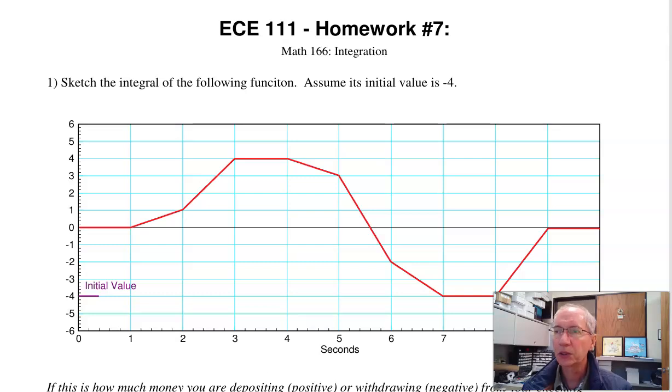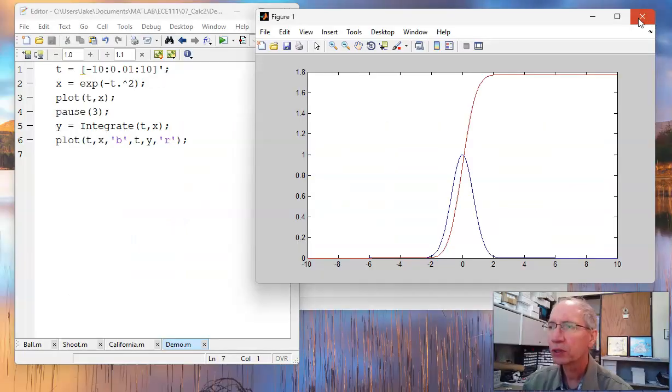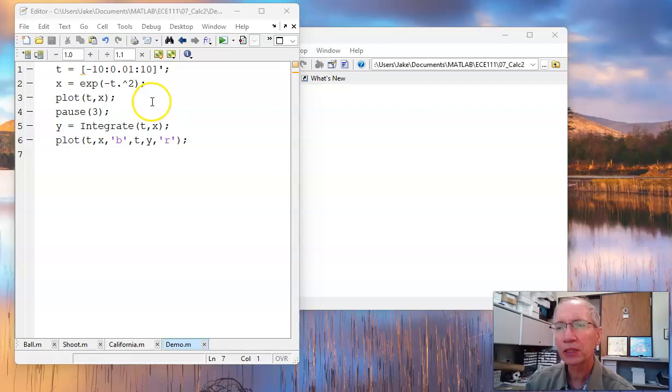Here are solutions to homework set number 7 for ECE 111, Introduction to ECE. This homework set looks at using Matlab to do numerical integration for functions. So starting out, what we'll do is use Matlab to calculate the integral of a function using numerical methods.